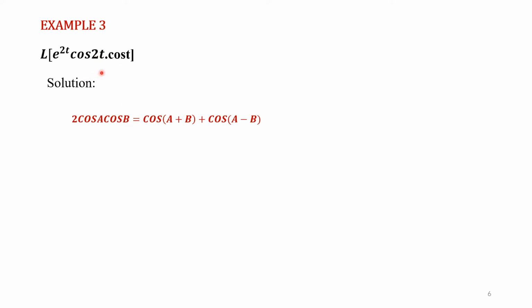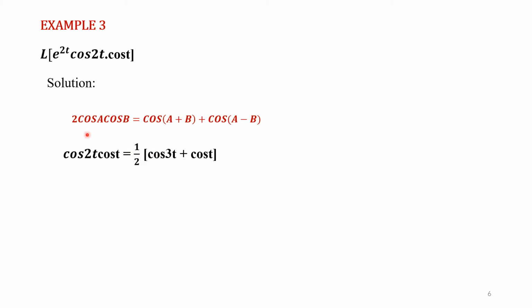So calculating, 2 is missing, so multiplying and dividing by 2. So cos 2t cos t will become 1 upon 2 times cos of (A plus B) plus cos of (A minus B). A plus B will be 2t plus t, that is 3t. A minus B, that is 2t minus t, which is equal to t. So cos 2t into cos t will become half of (cos 3t plus cos t).